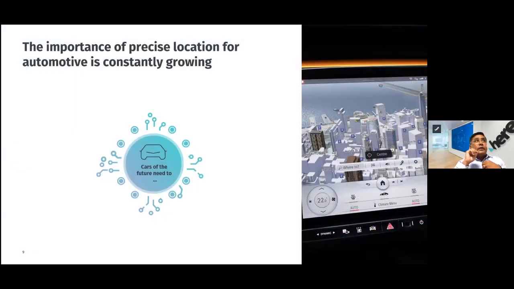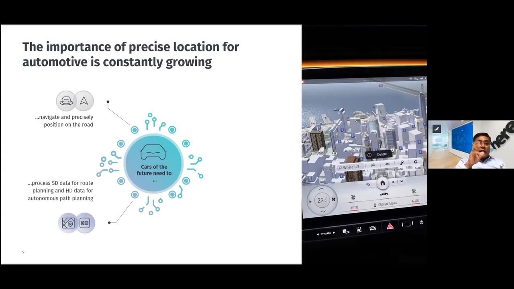The importance of precise location for automotive is constantly growing. One of the most important things the vehicle needs is navigation, and doing it safely, moving from point A to point B with a very precise position on the road. I'll tell you why this precise position becomes very important: that's where the future of autonomous driving comes into the picture.